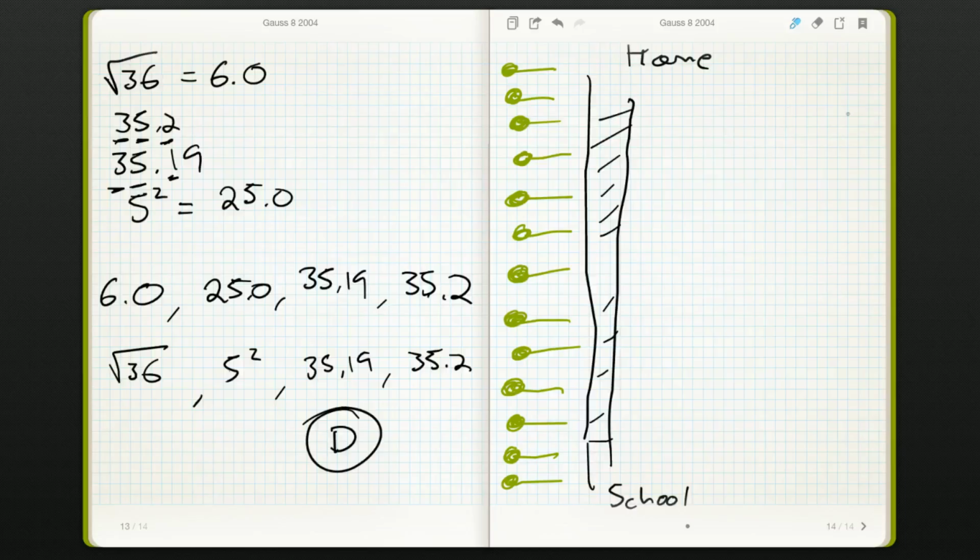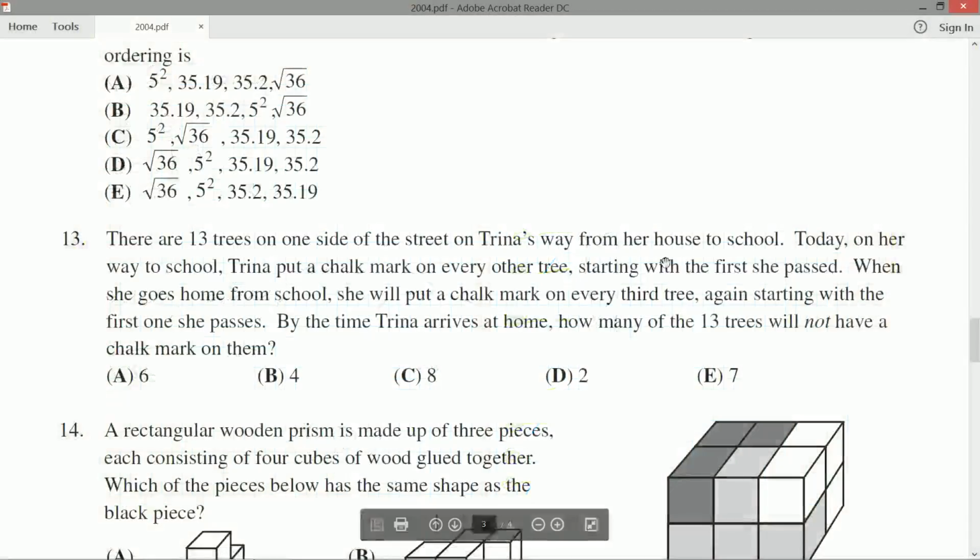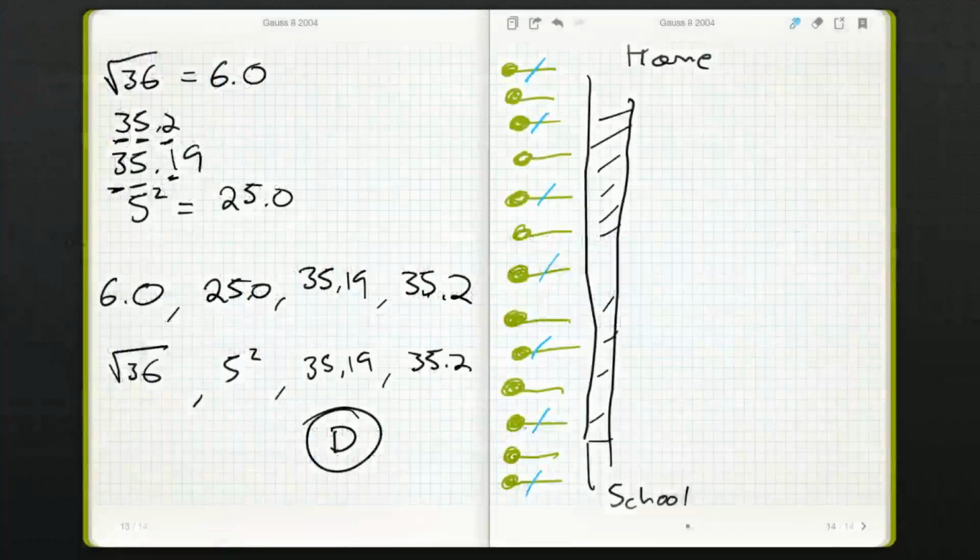So she's going from home to school, and it's every other tree, starting with the first tree she hits. So 1, 2, 3, 4, 5, 6, 7. Okay, and then it's coming back from school, again starting with the first one she passes, and now it's every third tree. Okay. 1, skip 2, skip 2, skip 2, and skip 2. Okay.